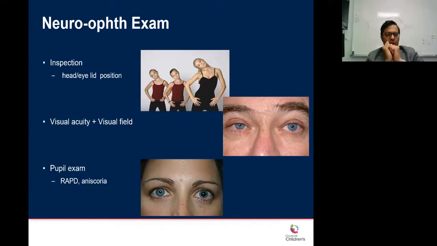So in neuro-ophthalmology, a big thing for us is to look at the visual acuity, but also the field. And so we're doing confrontational visual fields in children. We're doing formal visual fields in children who can cooperate with it. But you can get a very accurate idea of pathology by doing visual fields in neuro-ophthalmology.